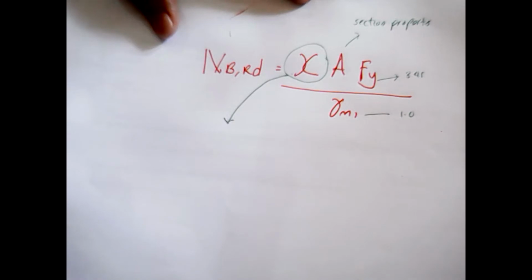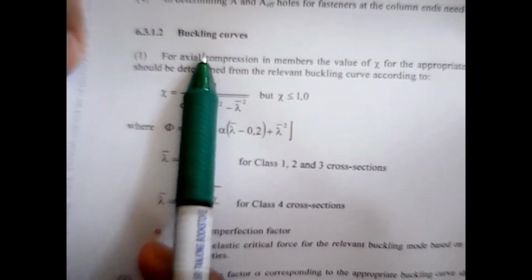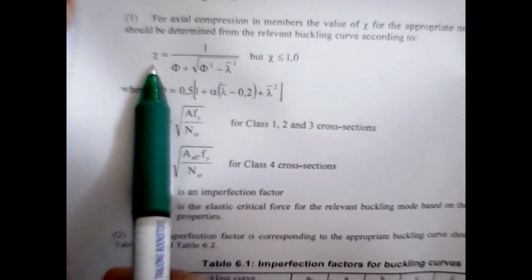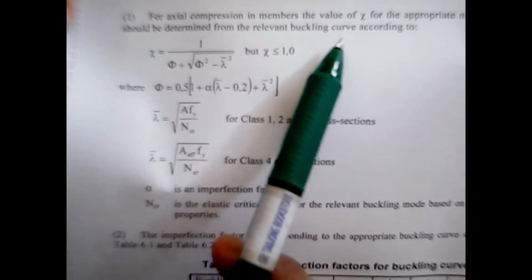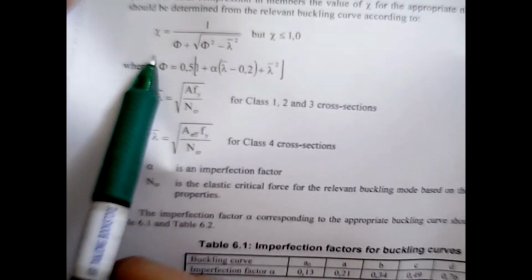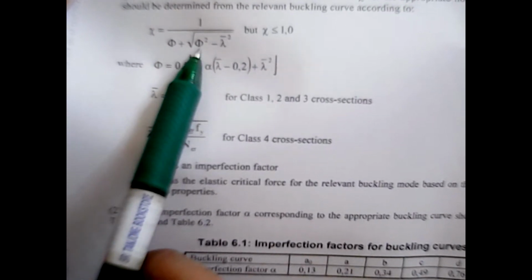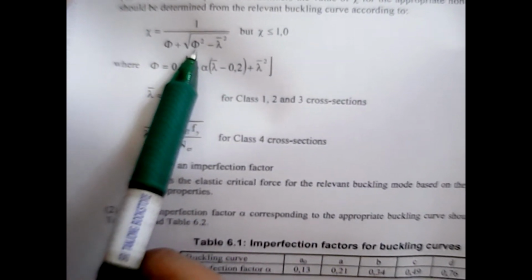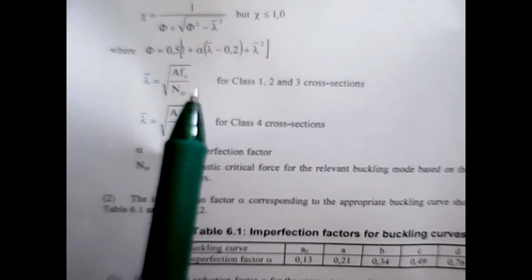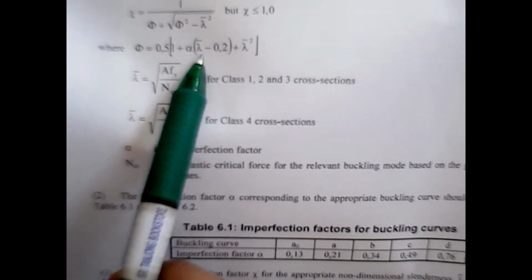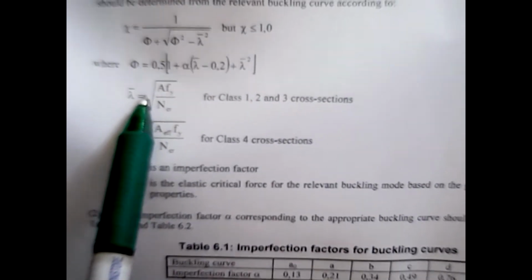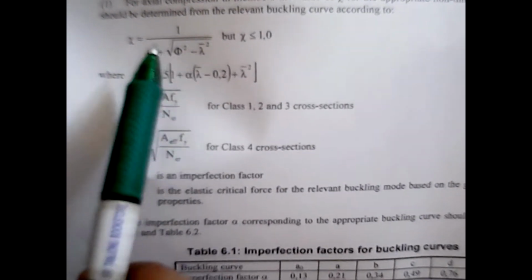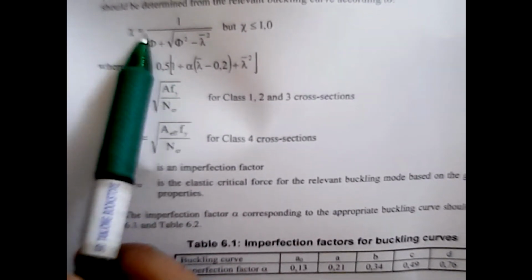The reduction factor is given in this clause. If you look here, buckling curve, the reduction factor is given as these equations. To get this reduction factor, you need to find another parameter, which we call phi, using these equations. And to get phi, you need to get lambda. Lambda is given by these equations. So it's quite a long procedure for you to get the reduction factor itself.